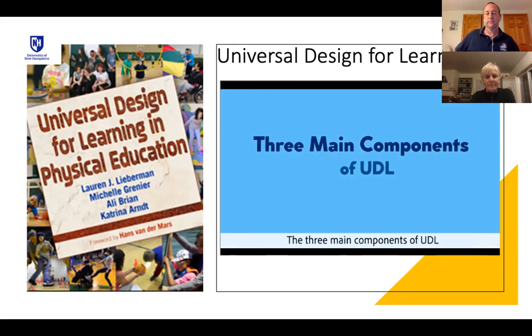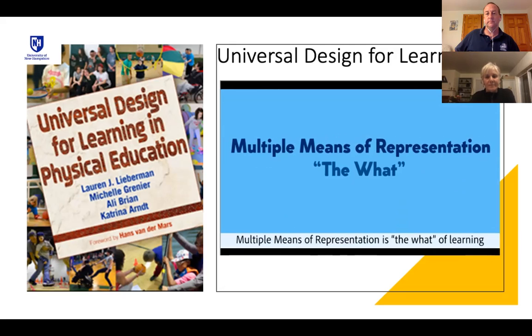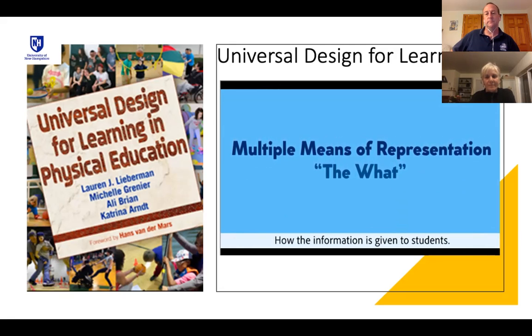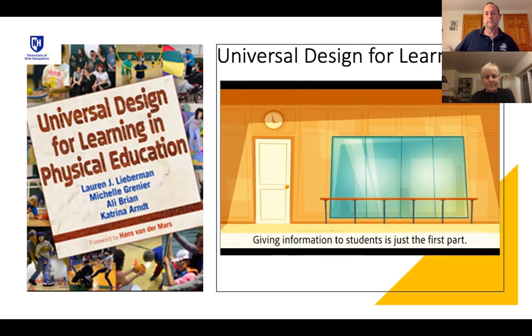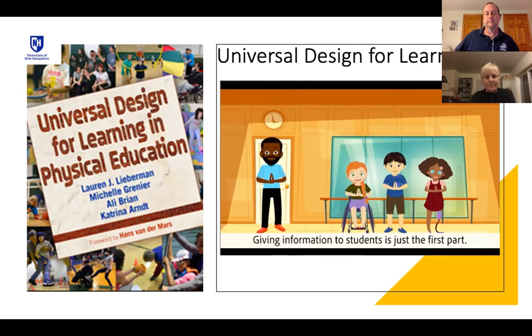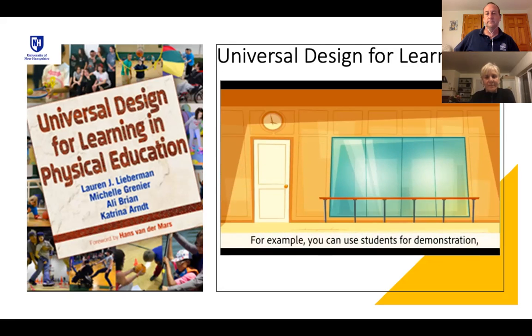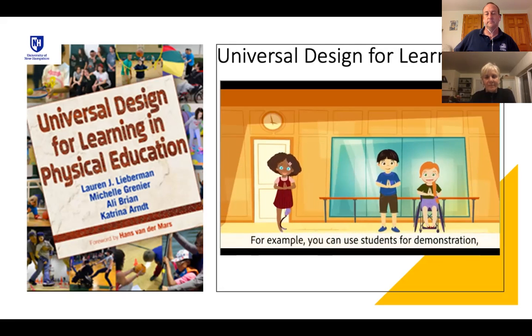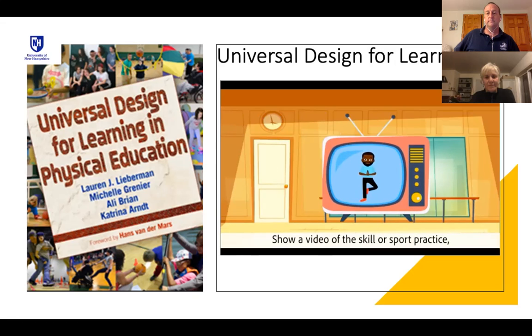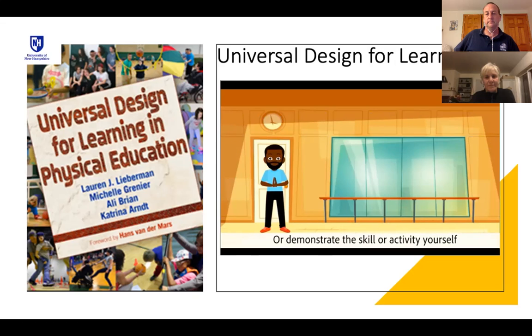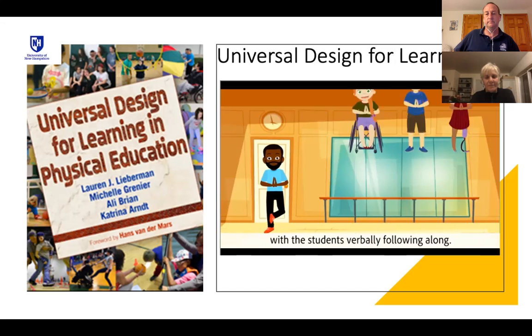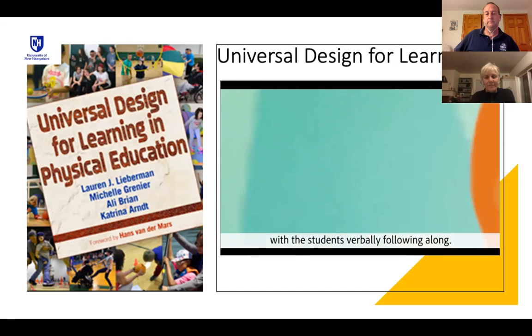The three main components of UDL. Multiple means of representation is the what of learning, how the information is given to students. Giving information to students is just the first part. Showing the material in many different ways ensures that all students will be able to make sense of the content. For example, you can use students for demonstration, show a video of the skill or sport practice, or demonstrate the skill or activity yourself with the students verbally following along.